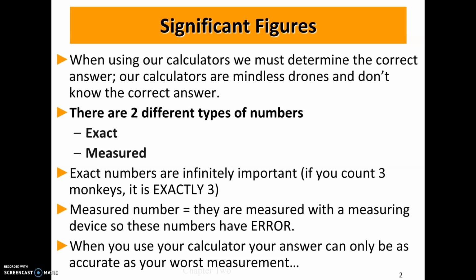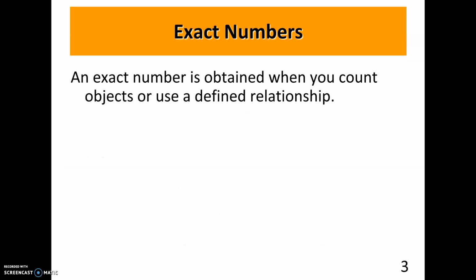So measuring devices have error, and the calculator doesn't know that. And so our measurements, and therefore where we need to round, can only be as accurate as our worst measurement whenever we're calculating something. So let's go through this in a little more detail.